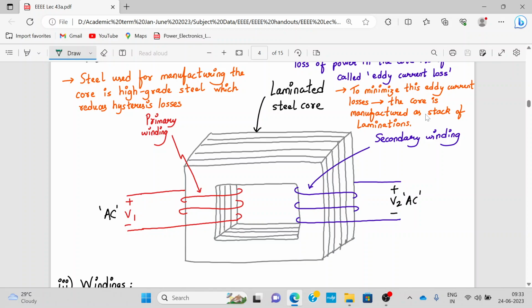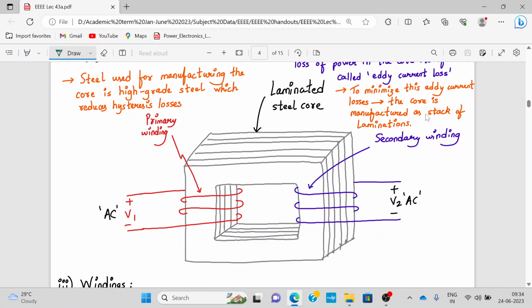Next is the winding, the two windings, the red color and the blue color. The red one is called the primary winding and the blue one is called the secondary winding. One winding, the primary winding, is connected to the source of the electrical energy, while the other winding, the secondary winding, is connected to the load. So this will be going to the load. Each winding is properly insulated from each other. They have no physical connection between them at all. Each winding is also insulated from the core.